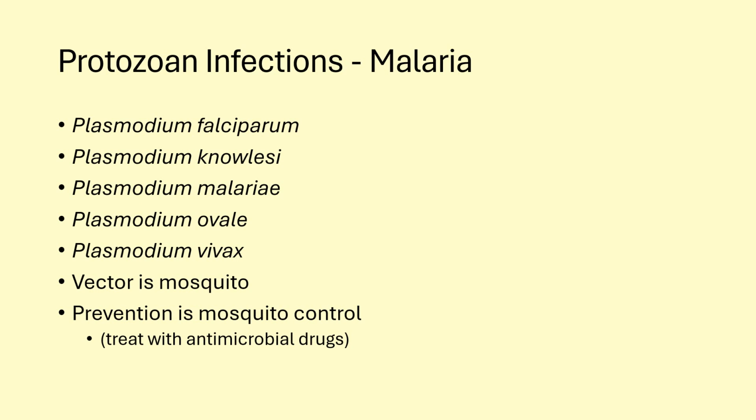Moving on to the protozoan infections. Malaria. Malaria is caused by several different species of Plasmodium. As you can see, several different species are listed here. The vector is a mosquito. How do you prevent malaria? Have good mosquito control. Once again, stop that vector, you stop the transmission. You can treat with antimicrobial drugs.